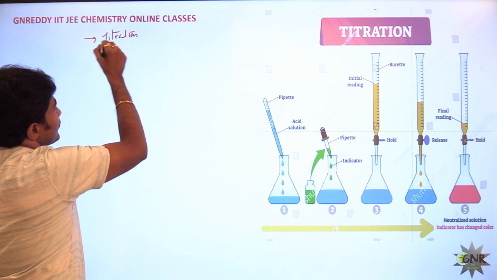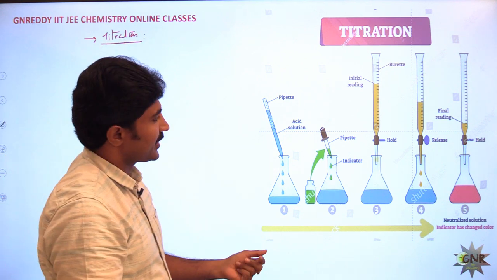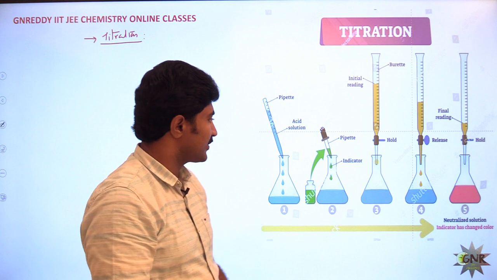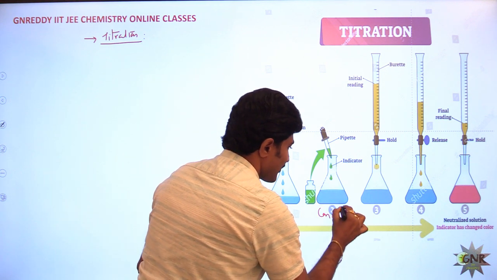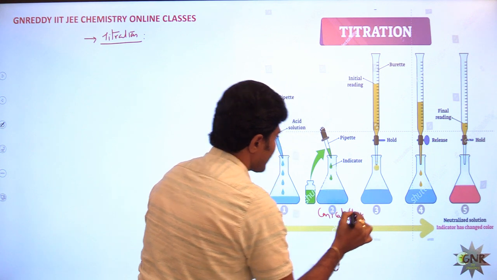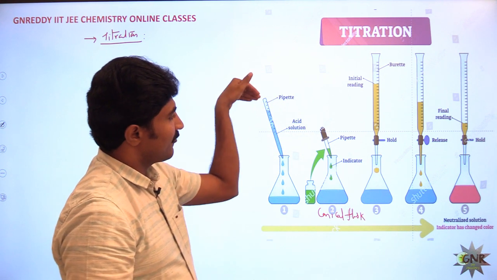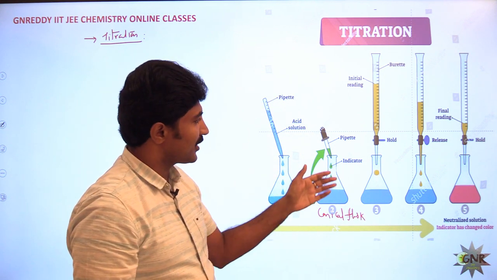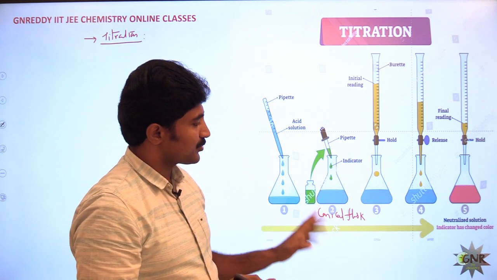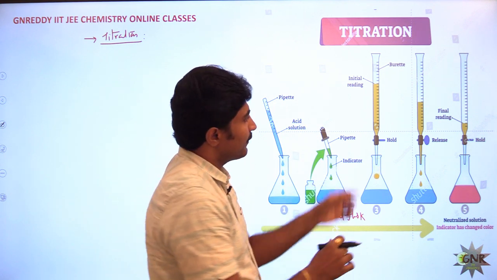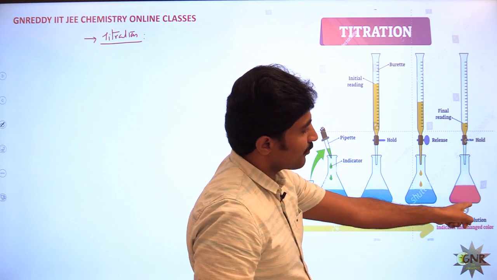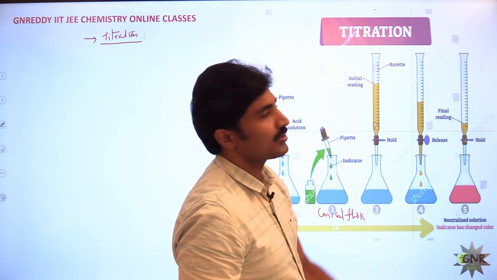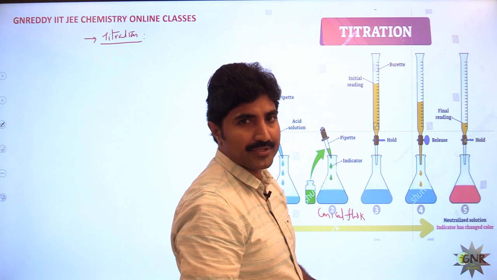In titration, this is the arrangement of titration, and this is the conical flask, and already they gave this is the pipette. From the pipette we can take the solution into the conical flask, then add indicator to the conical flask solution, then from the burette add one reagent till the completion of the reaction. Now this total process is nothing but titration.